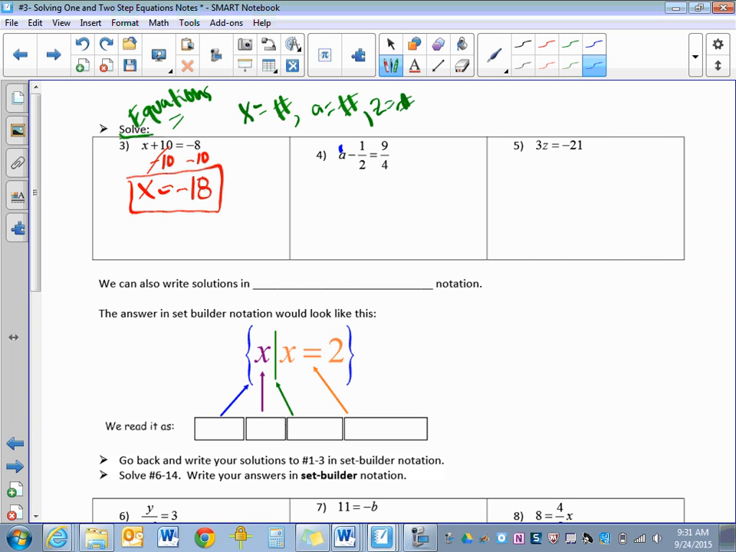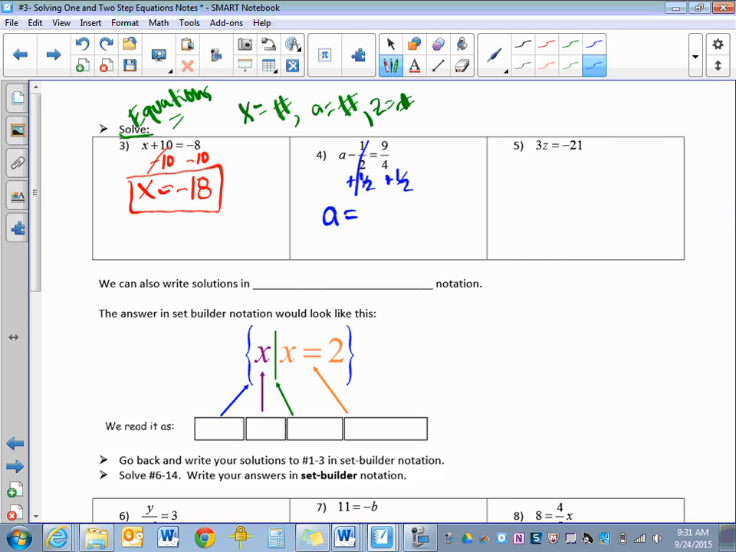Very good. We add 1/2. I need to get rid of my 1/2 here. We're subtracting currently, so I need to add my 1/2 to both sides. Alright, so I have a equals, because those cancel out.